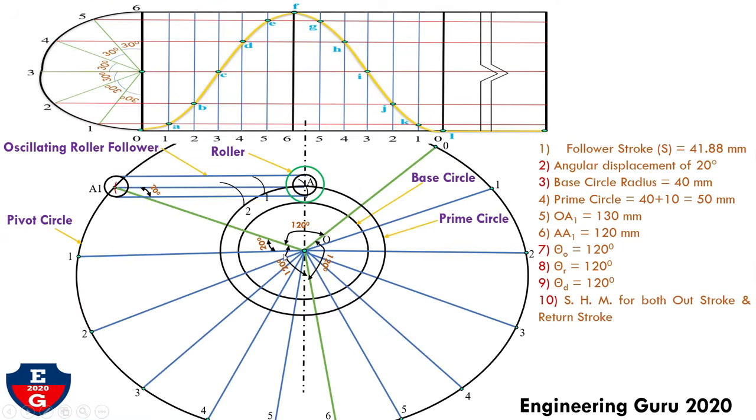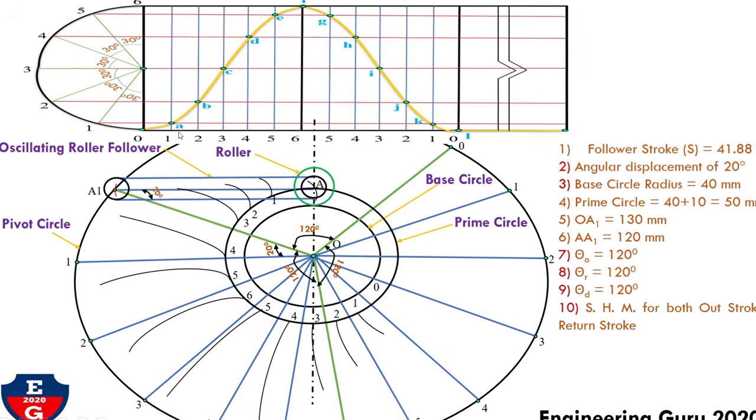Now with the out stroke points 3, 4, 5, 6 and return stroke points 5, 4, 3, 2, 1 as centers and radius equal to O1A, that is 120 mm, draw circular arcs to intersect the prime circle and get points 3, 4, 5 and 6 and 5, 4, 3, 2, 1 and 0.